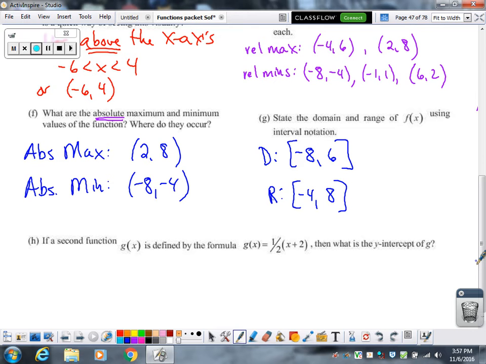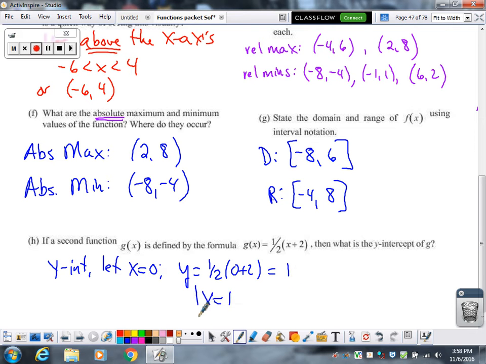Last question on the bottom. If a second function g of x is defined by g of x is equal to 1/2 x plus 2, then what is the y-intercept of g? To find the y-intercept, we let x equal 0. So the corresponding y value, 0 plus 2 is 2. 1/2 of 2 is 1. Y-intercept, y is equal to 1.